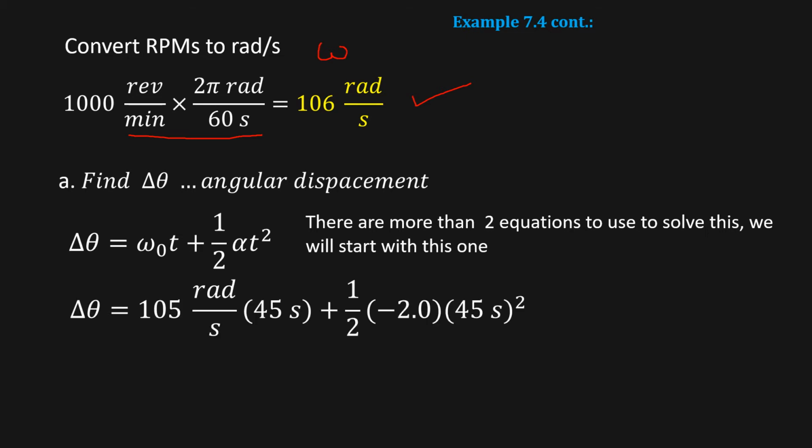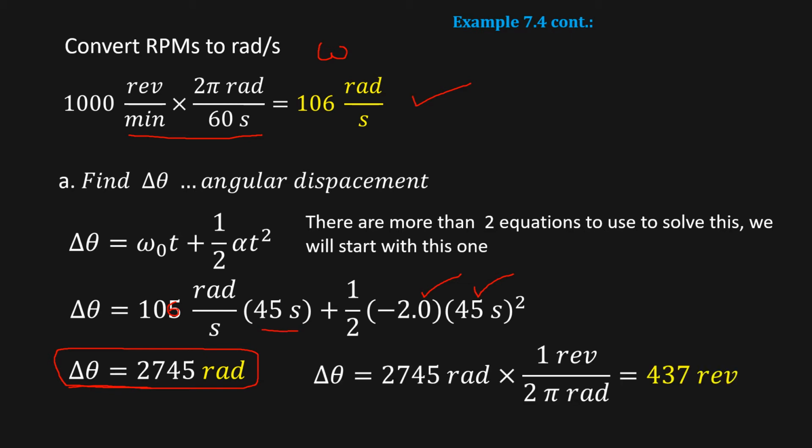So we plug in the values. We have, this actually should be 106 rads per second times 45 seconds plus 1/2 times minus 2, and this is the angular acceleration, and this is t squared. This actually should be a 6, not a 5. And then we get an answer of this. So this is how many rads it turned in that period of time, 45 seconds.